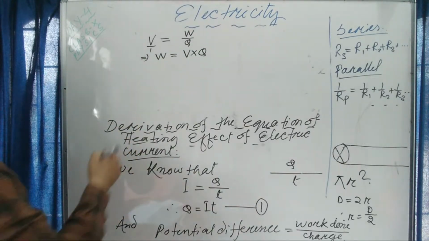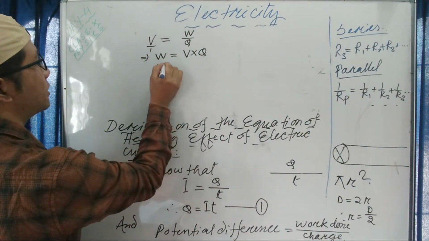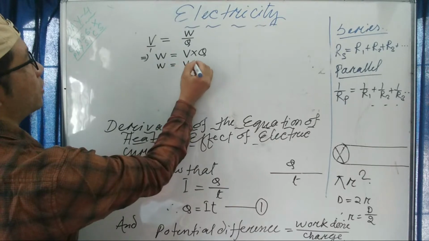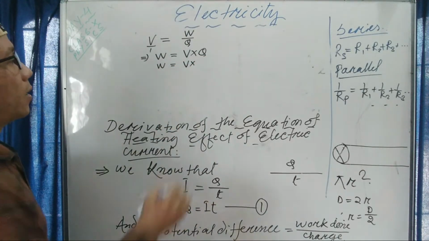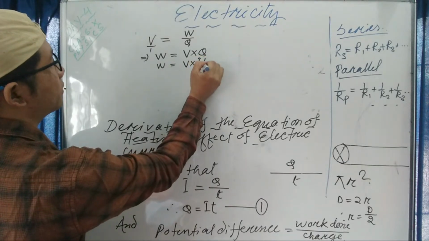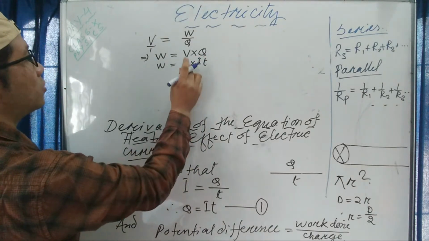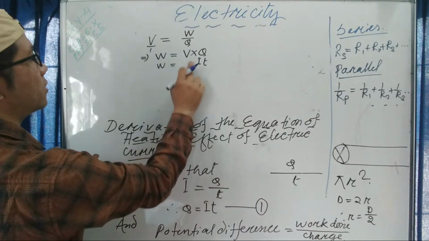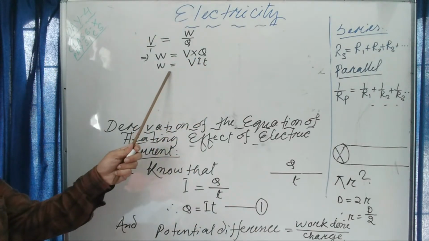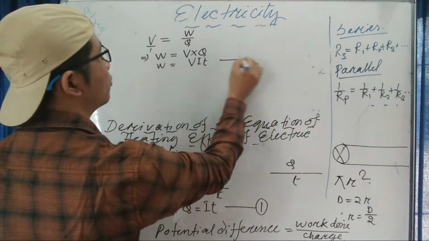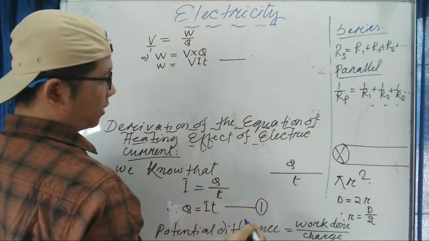Okay, VQ, and then here again work done is equal to V into Q, which is equal to VIT, as we know in equation 1, that is the IT. Then you can remove the multiplication sign, no problem. So work done is equal to VIT. That is equation number 2. We can write it down.